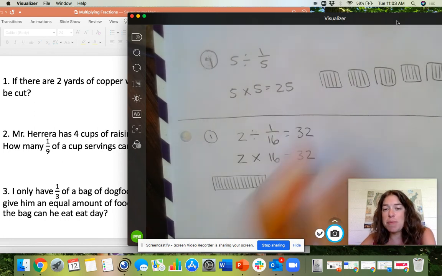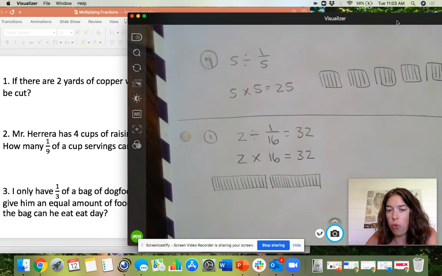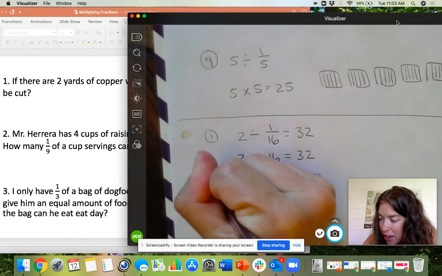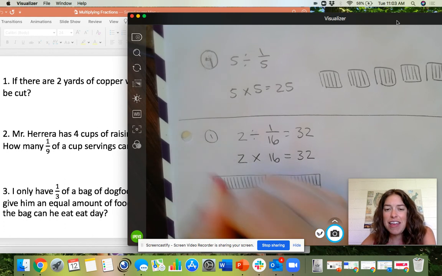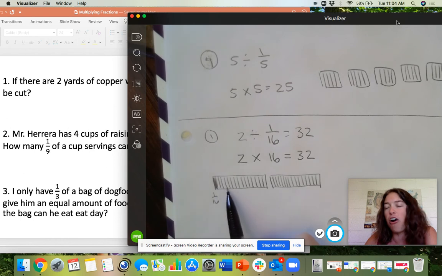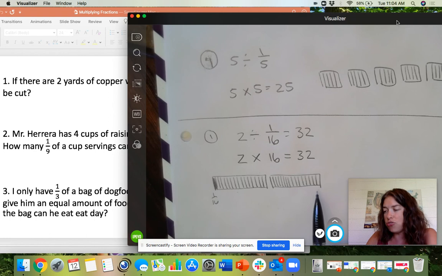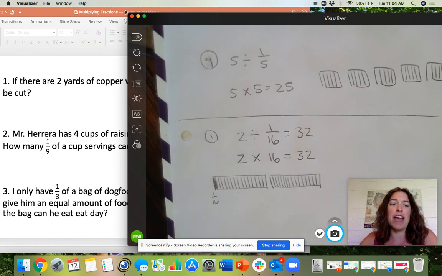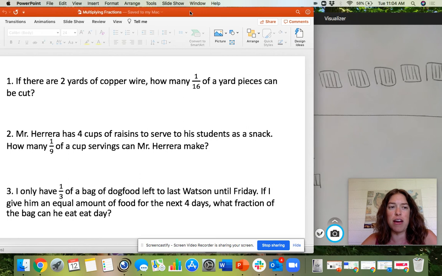This makes sense because if I had 2 yards of wire and I'm cutting it so that each piece, here's one piece, is just 1/16 of a yard, that's teeny tiny. I can fit 32 of those in there. I could count them by ones, 1, 2, 3, 4, 5, 6, 7, 8, 9, 10, all the way up through 32. I don't need to because I know I can just solve that by doing 2 times 16 is 32.